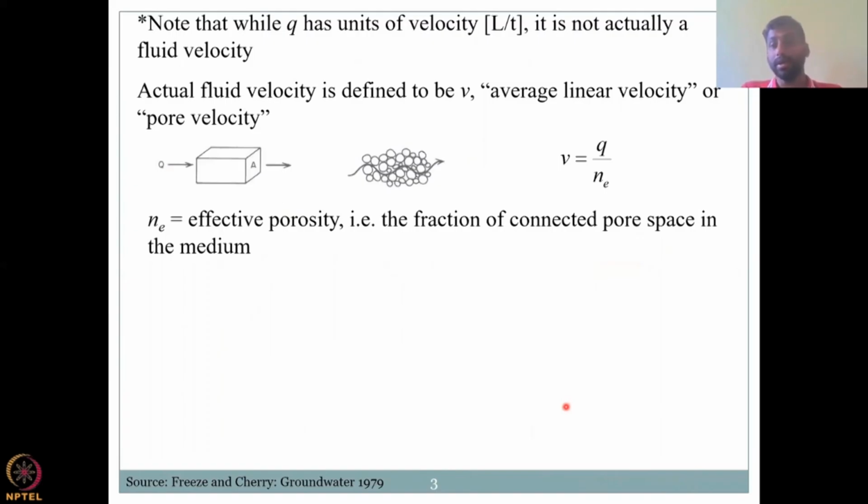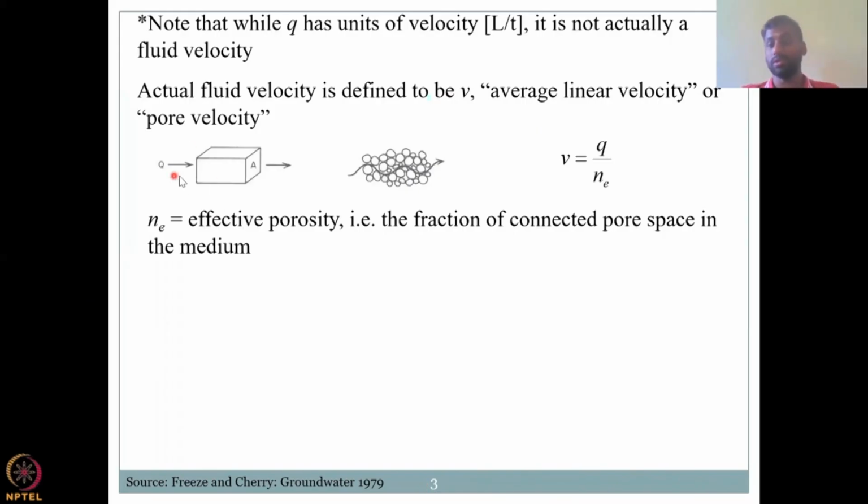Let's take a very microscopic view of what is happening. Note that Q has units of velocity, which is length over time in dimensions. It is not actually a fluid velocity. Even though it's meters per second or centimeters per second, you don't call it a velocity. It is the ability of the material to allow the water to pass through, how fast water can pass through. But even though the units are similar to velocity, it is not the actual fluid velocity. Just take this example.